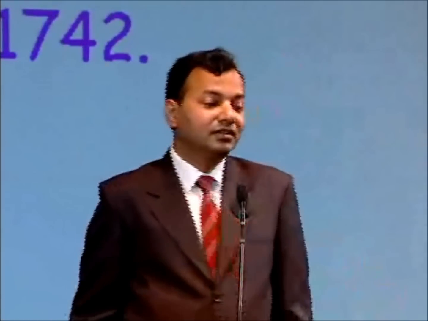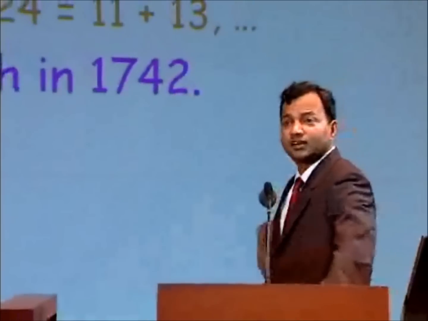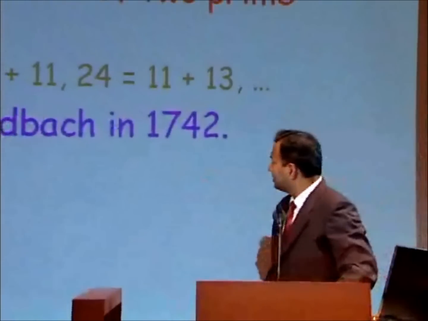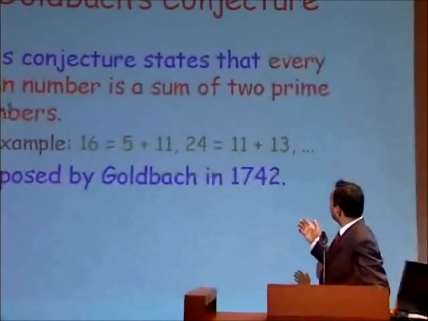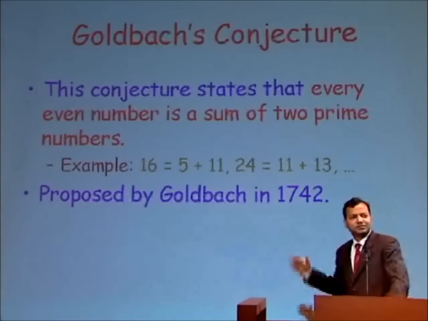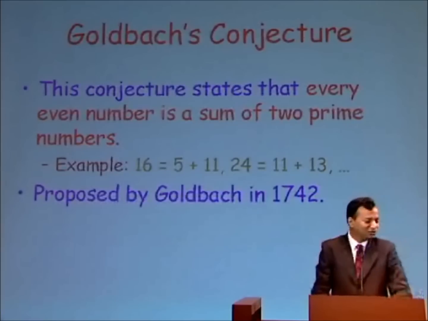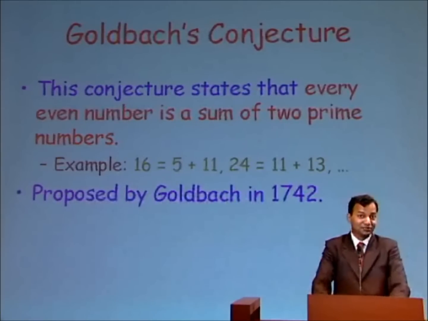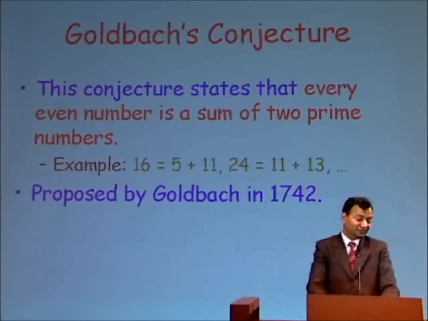Another very important conjecture which remains unanswered is Goldbach's conjecture, and this is a really long-standing conjecture. It was proposed in 1742. Goldbach was a contemporary of Euler. It's a very simple conjecture. It says that every even number is a sum of 2 prime numbers. It has been verified up to 10 to the 20 or so, and it seems to be holding. So people believe this to be true, but we don't really know the answer yet.